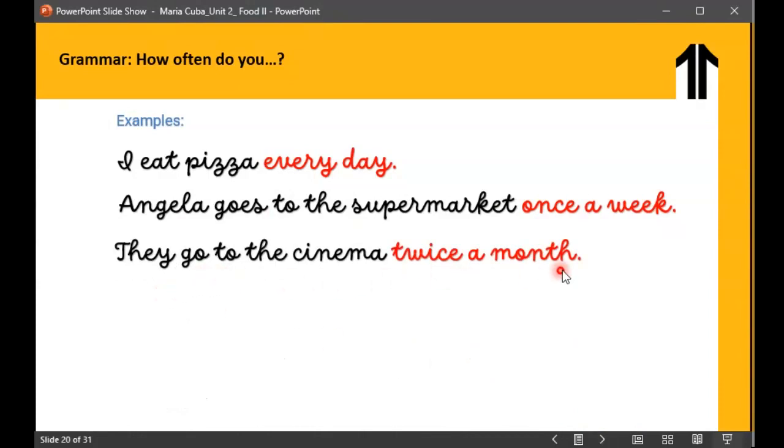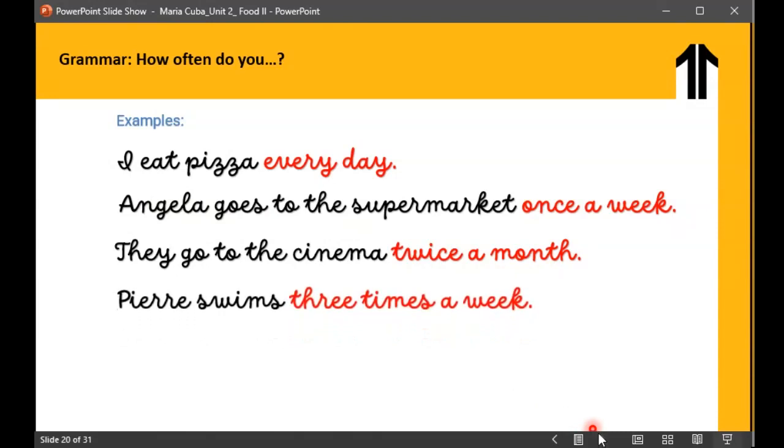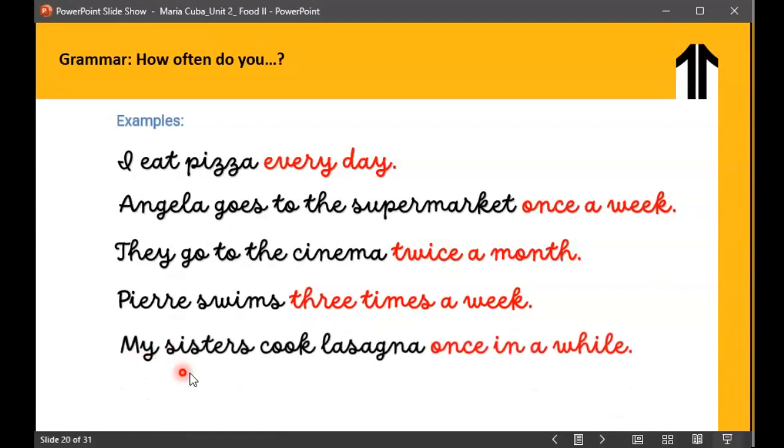They go to the cinema twice a month. Pierre swims 3 times a week. My sisters cook lasagna once in a while. Once in a while is an expression that means rarely. Rara vez, una vez cada 500, something like that. That is once in a while. Correct? Don't forget about that.